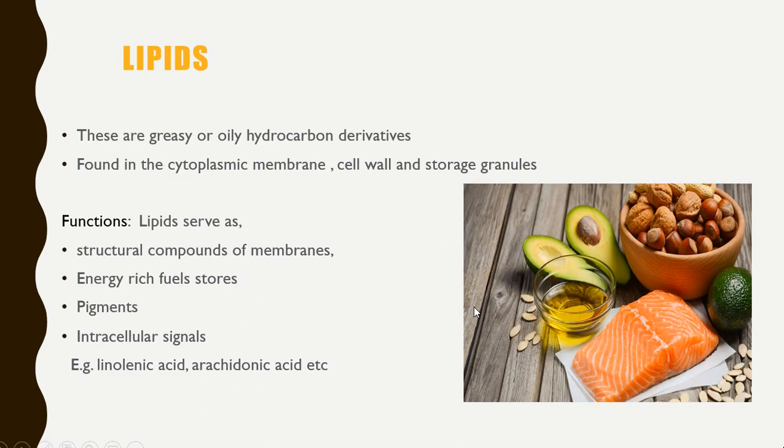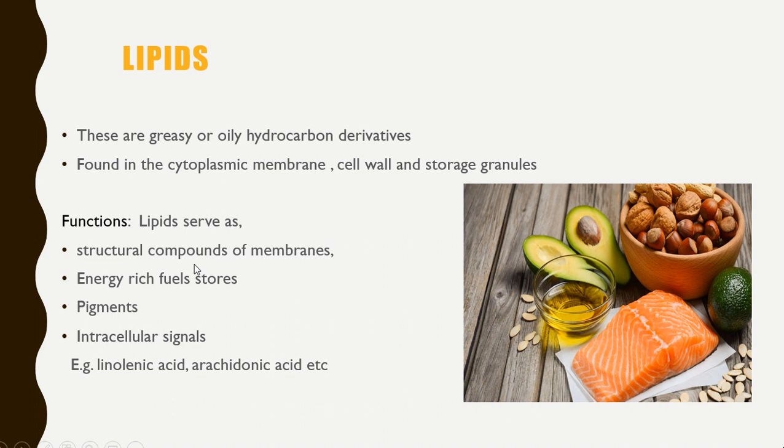In brief. Okay, then coming to the lipids. So lipids are greasy or oily hydrocarbon derivatives found mainly in your cytoplasmic membrane, that is plasma membrane, and some cell walls also we can find, that is in the bacterial cell wall. Lipopolysaccharide is made up of lipids, and storage granules also we have. So some of the nuts are going to have these lipids as storage granules.